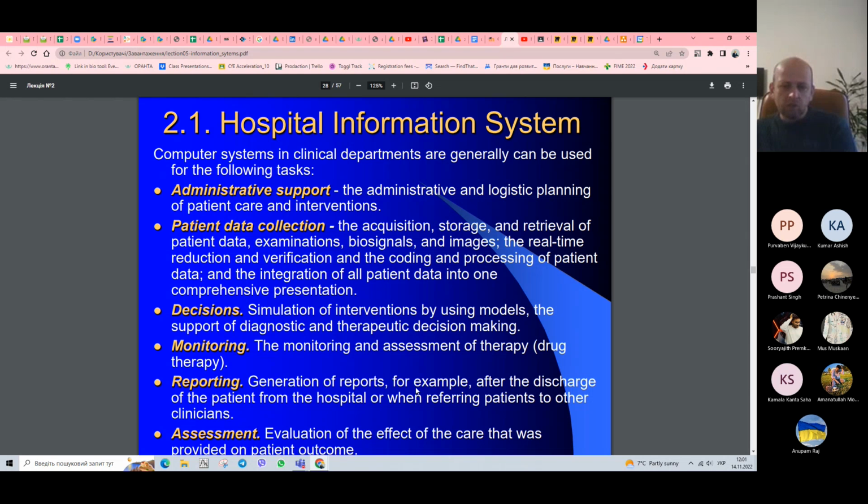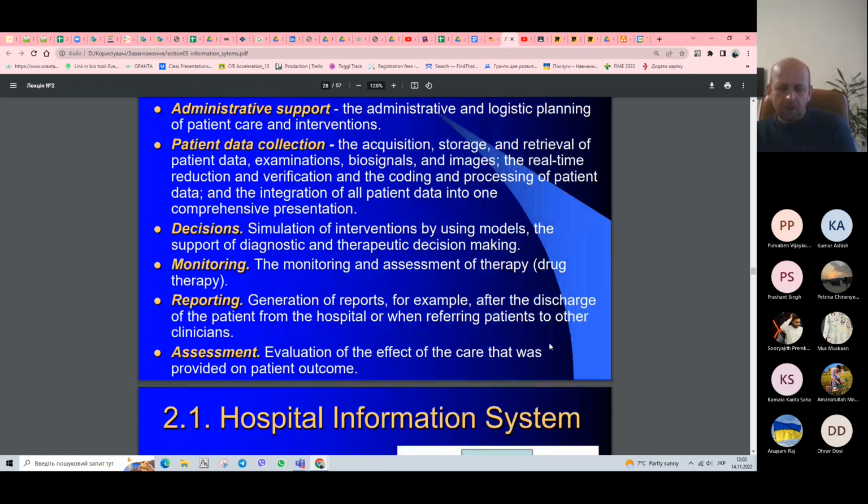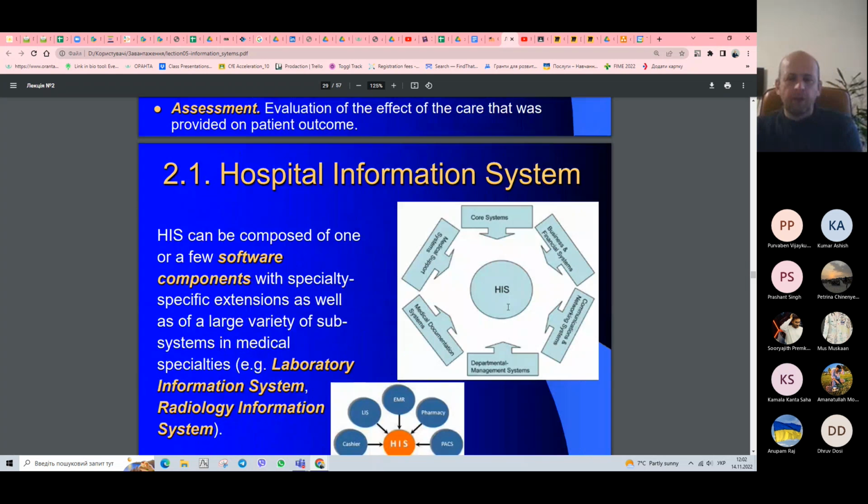Monitoring: the monitoring and assessment of therapy, drug therapy. Reporting: generation of reports, for example after the discharge of the patient from the hospital or when referring patients to other clinics. Assessment: evaluation of the effect of the care that was provided on the patient outcomes.